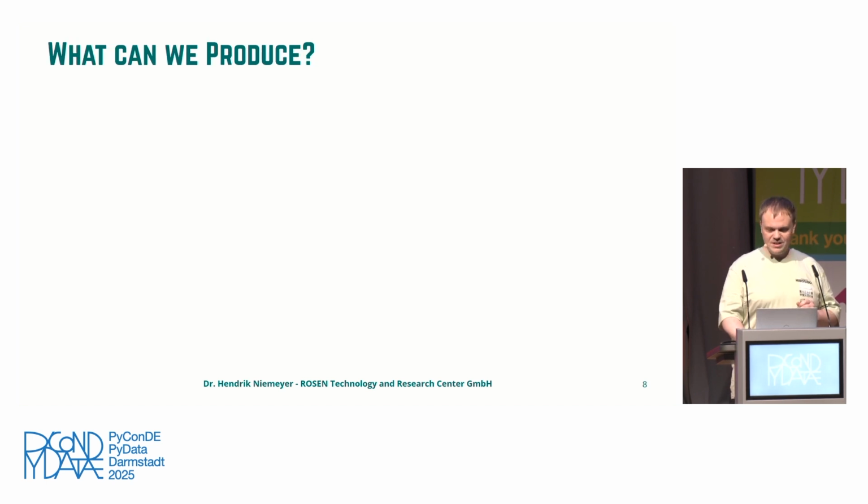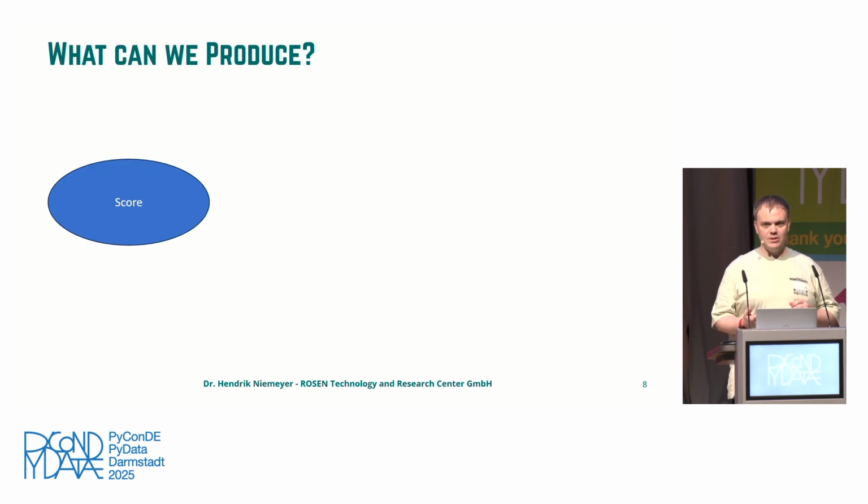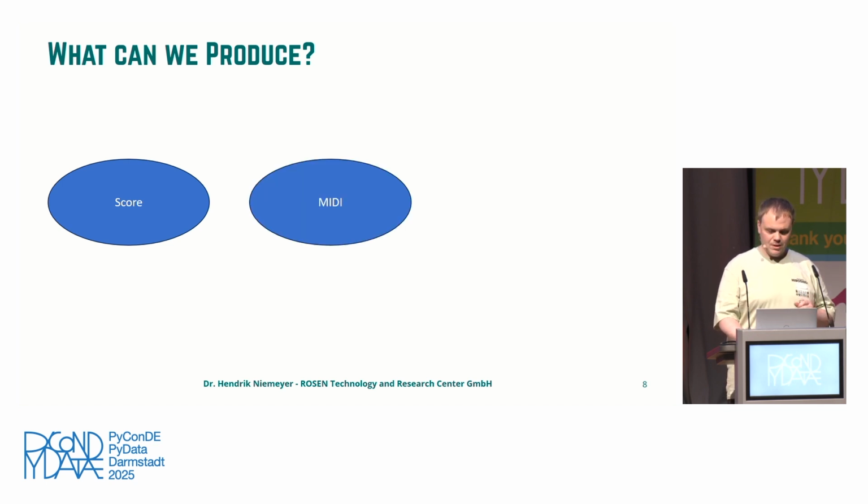So now let's talk a little bit about what we can produce with Python in music. One thing we can produce is a score. This is just a set of notes, which we then could give, for example, to a musician to play for us. We could create a MIDI file, a completely technical description of our music, which we can play or import in a digital audio workstation.